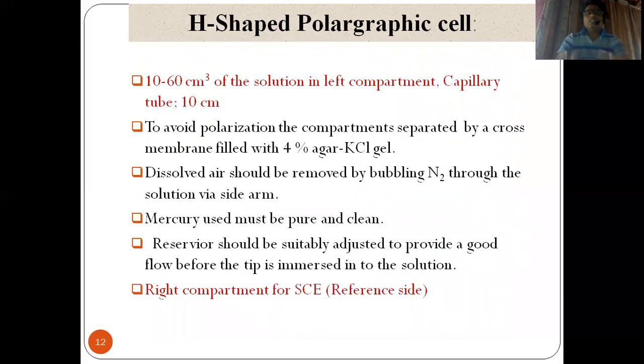So basically, this H-shaped polarographic cell consists of 10 to 16 ml of the solution in the left compartment, and the capillary tube height is about 10 centimeters. To avoid polarization, the compartments are separated by a cross membrane filled with 4% agar in a KCl gel. Obviously, dissolved oxygen is removed by using nitrogen.